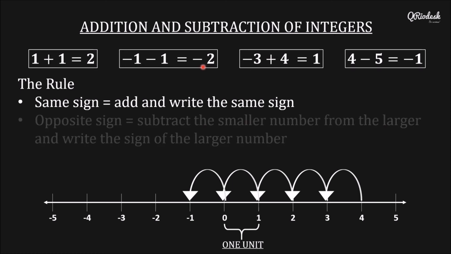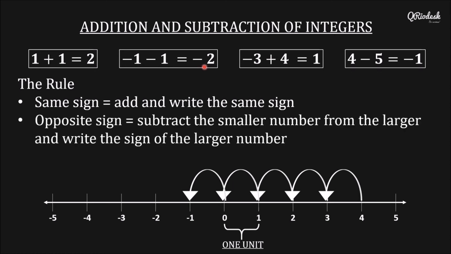And in the third and the fourth example, we have opposite signs. 3 is having negative, 4 is having positive. So in such cases where we have opposite signs, we will subtract the smaller number from the larger number, and we will write the sign of the larger number. So in the third example, -3, +4, we will just subtract 3 from 4 because 4 is larger. So 4 minus 3 is 1. And now while putting the sign, we'll put the sign for 4. Larger number is 4, so it's positive. Okay, so it's +1.